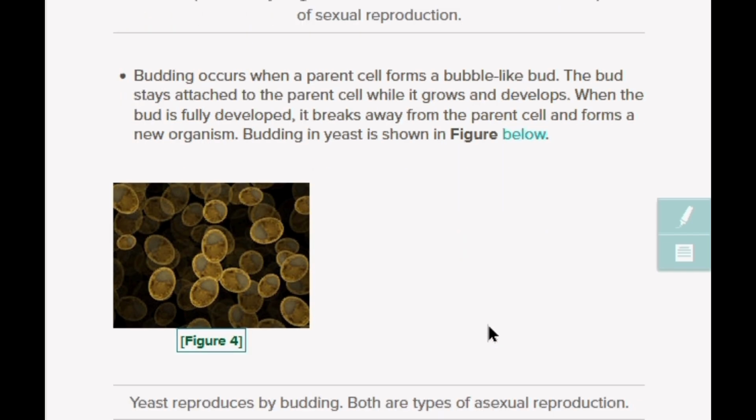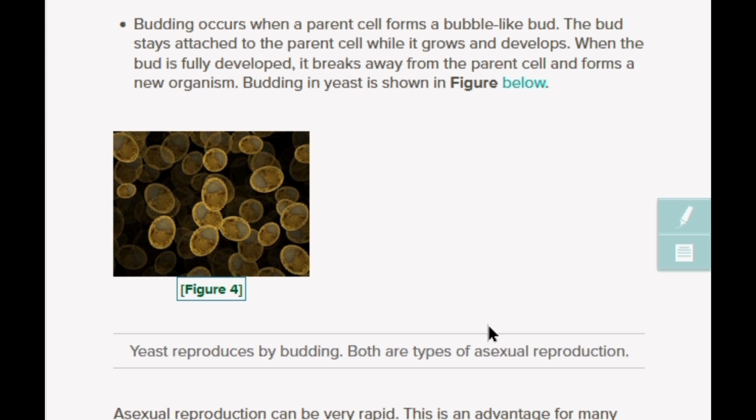Budding occurs when a parent cell forms a bubble-like bud. The bud stays attached to the parent cell while it grows and develops. When the bud is fully developed, it breaks away from the parent cell and forms a new organism. Budding in yeast is shown in the figure below. Figure 4. Yeast reproduces by budding. Both are types of asexual reproduction.